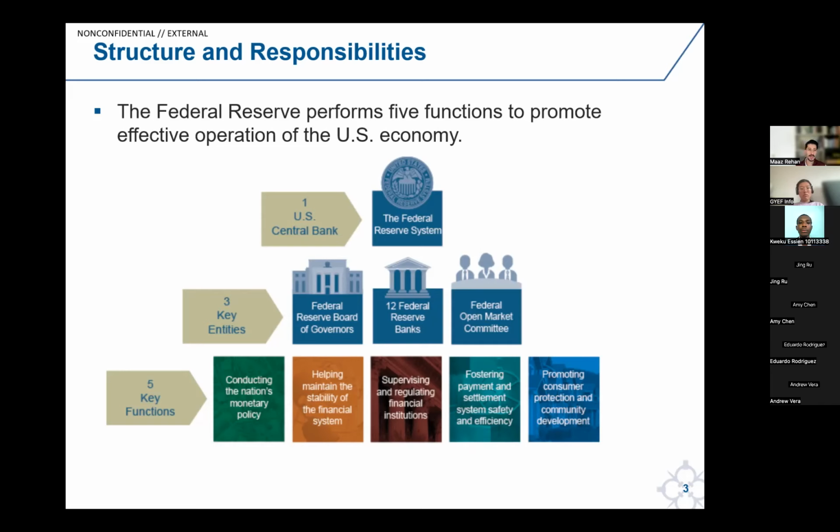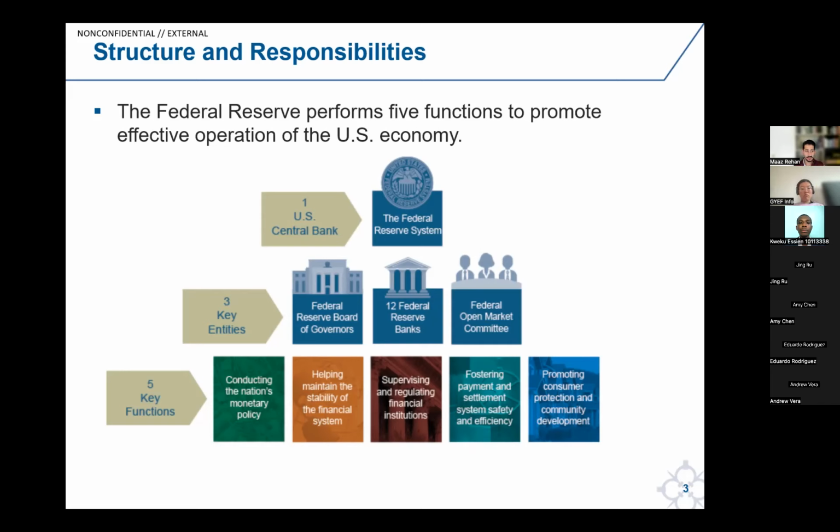Maybe I should backtrack. Each of the 12 Federal Reserve Banks across the nation has a president. So that's what I'm referring to as out of the 11, because the New York Fed president will always serve on the committee by mandate. So out of the remaining 11 banks, 4 of the reserve banks get a 1-year term on the committee. And the FOMC creates and establishes the nation's monetary policy, which is what we'll be focusing on in the later half of the presentation.